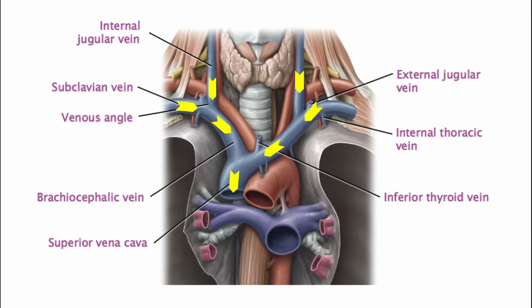Now, how many brachiocephalic veins do we have? The answer is 2, one on the right and one on the left. And are they of equal length? The answer is no. The right is shorter and the left is longer. Now, when these two brachiocephalic veins unite, they form the superior vena cava, which is going to enter the right atrium.